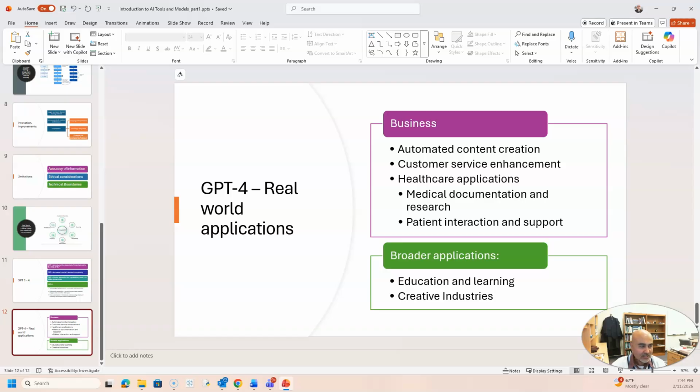You can see its enhancement in customer service. A lot of ChatGPT 4 driven chatbots answer questions, process orders, recommend products. It provides a smoother customer experience.